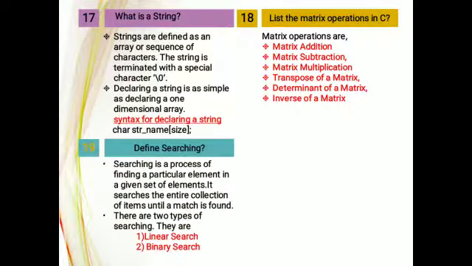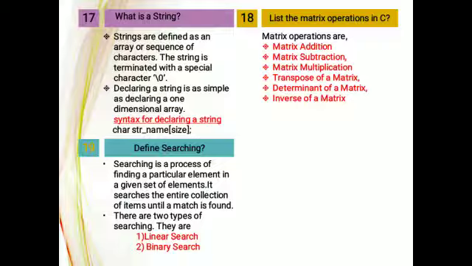Define searching. Searching is a process in which a particular element is searched for in a given set of elements. It searches the entire collection of items until a match is found. There are two types of searching available. They are linear search and binary search.